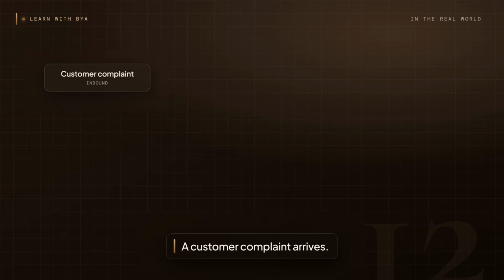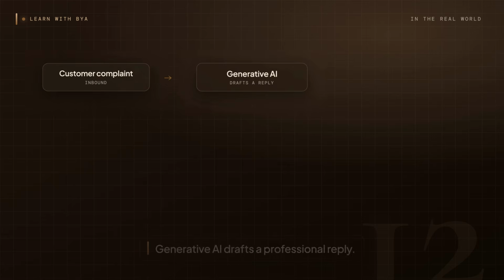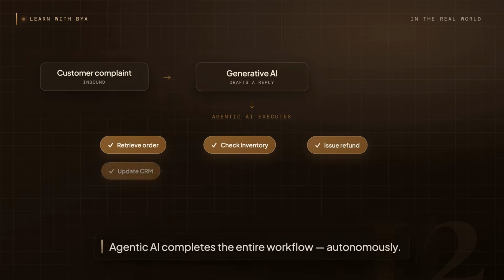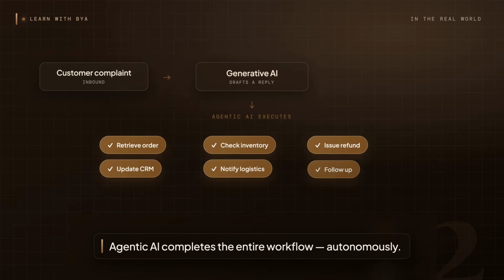Imagine a customer submits a complaint. A generative AI system drafts a professional response. An agentic AI system goes much further. It retrieves the customer's order, checks inventory, processes a refund if appropriate, updates the CRM, notifies the logistics team, and follows up with the customer. Instead of generating information, it completes the workflow. This shift from content generation to autonomous task execution is why agentic AI is becoming the next frontier in enterprise AI.